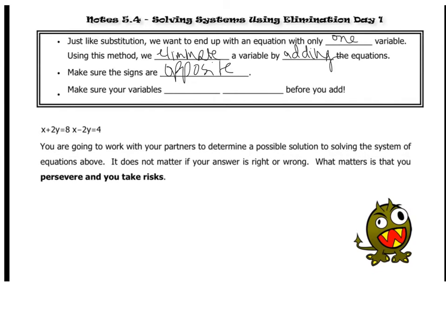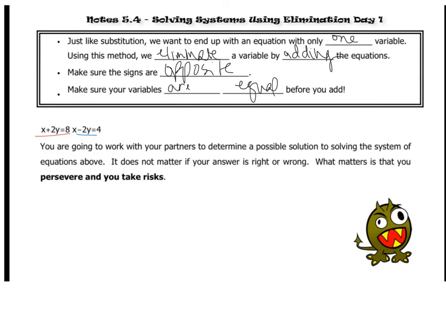Make sure your variables are the same or equal before you add. So I have 2 equations here: x plus 2y equals 8 and x minus 2y equals 4.